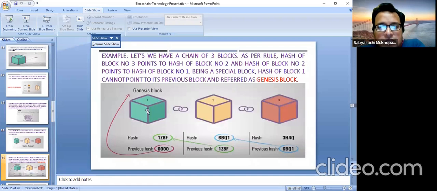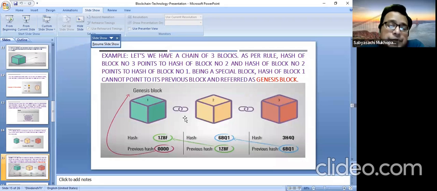Now, let's discuss a very interesting example where we have three blocks: block one, block two, and block three. In every case, we have two pieces of information, hash and previous hash. Block one has its hash information, but it has no previous hash because this is the beginner block, where we are starting. That's the reason we call it the genesis block. So the previous hash information is all zeros.